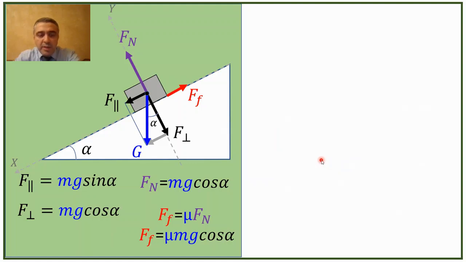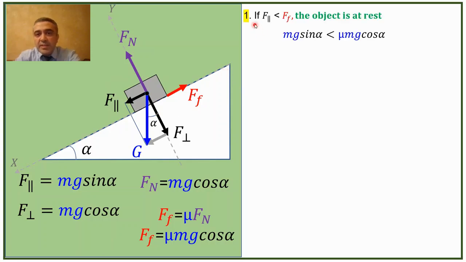And we are going to explore the three cases for this object that's placed on this slope. The first case is if the force parallel is less than the friction force, the object is at rest. From here we can find that mg sine alpha is less than mu mg cos alpha.